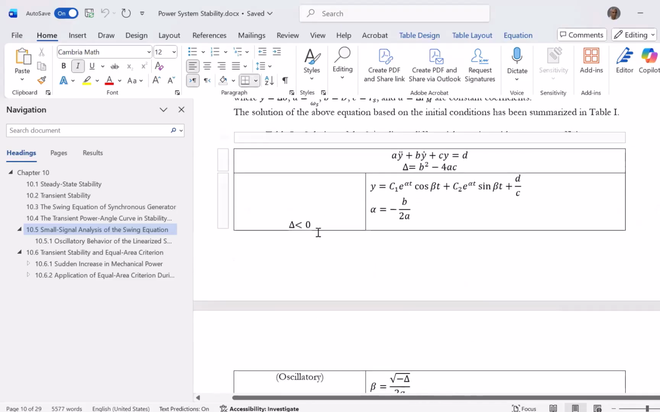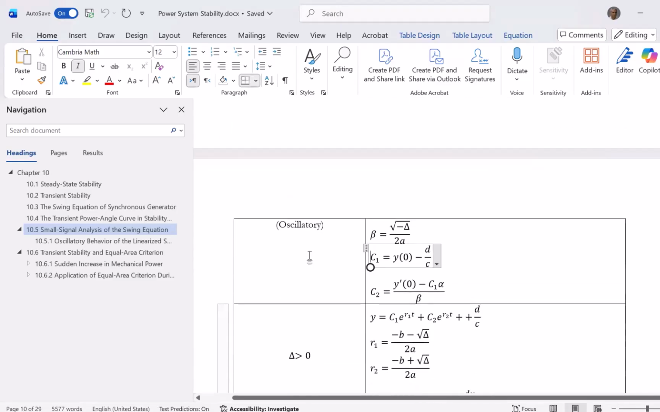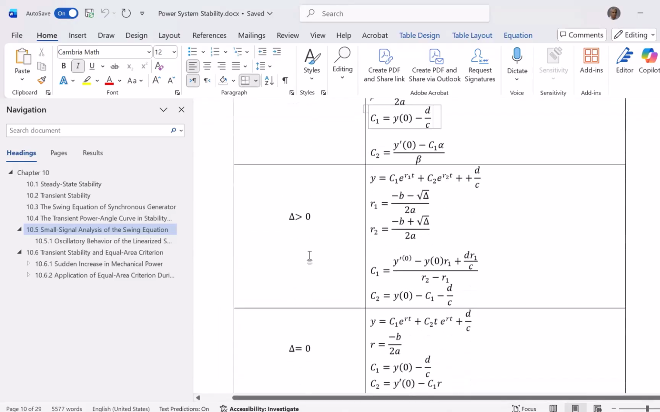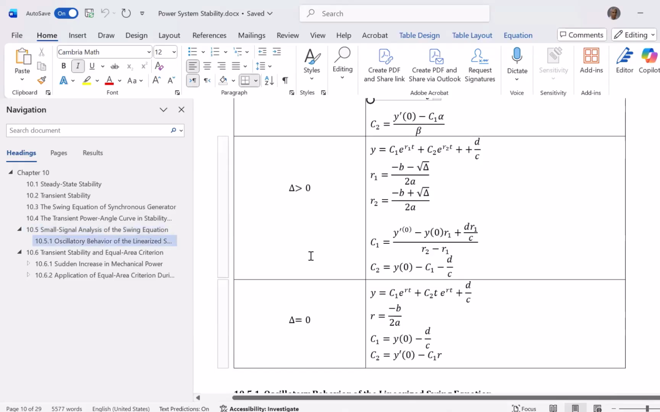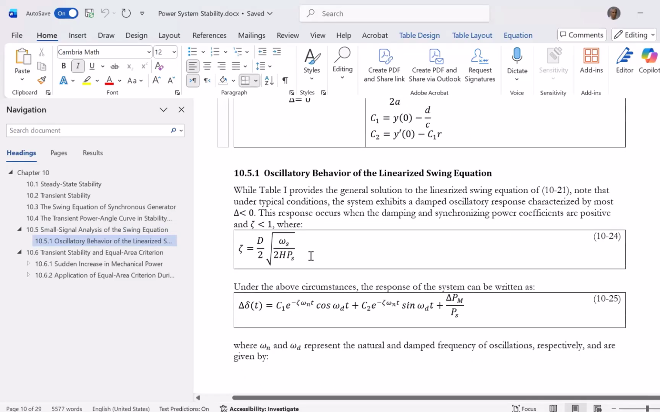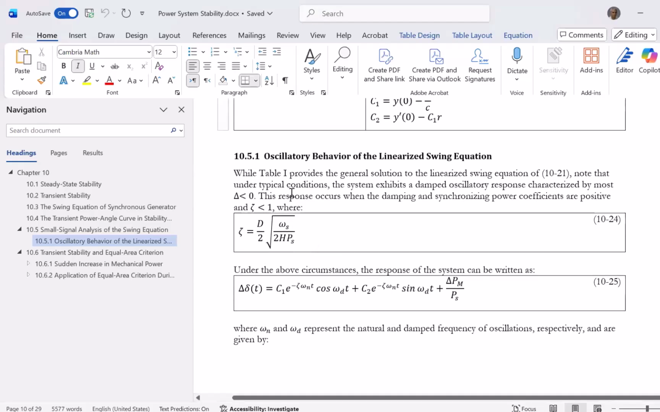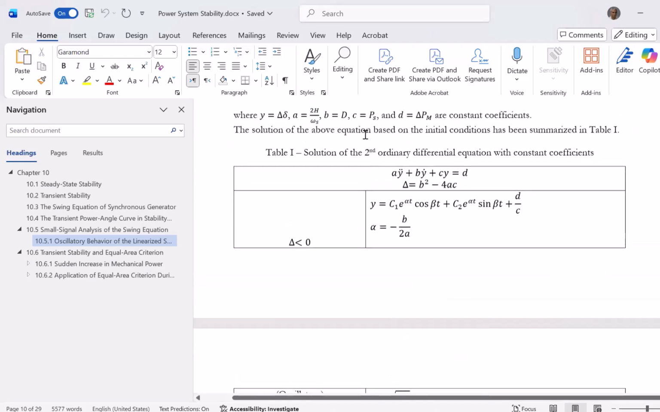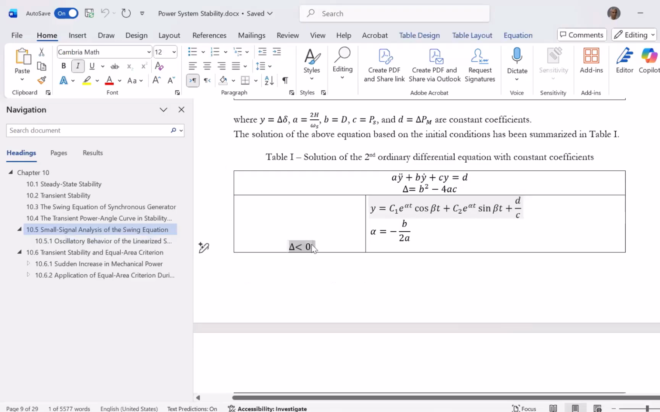So when this delta is smaller than 0, the behavior would be oscillatory, which means that your delta delta starts oscillating. Most of the time in power systems, the solution that we expect is of this type, of the oscillatory term. But in general, we could have a delta greater than 0 and delta equal to 0 conditions where the general solution can be found. Now, while this table 1 is providing the general solution, under typical circumstances, we would have the oscillatory response, which is associated with the first solution, with delta smaller than 0.